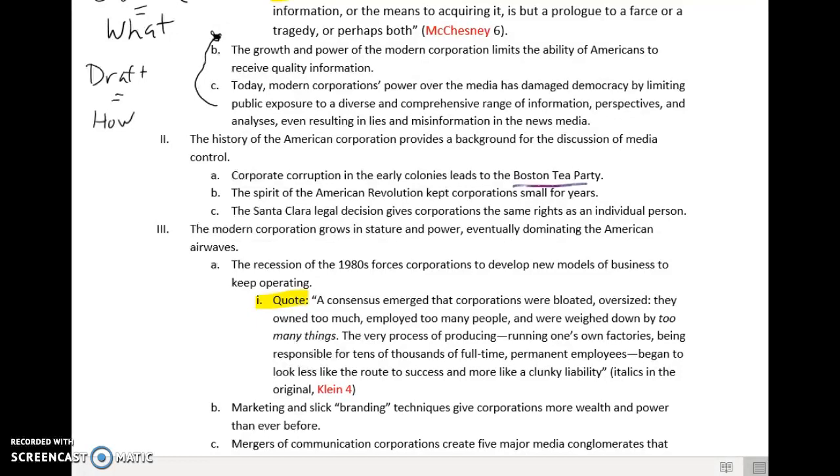There I'm going to have to stop and go back and think, what do I want to say? I haven't actually accomplished that idea in my outline yet, because I'm still having to pause and think, well, what is my point here? What am I going to say about the Boston Tea Party? With this complete idea, corporate corruption in the early colonies leads to the Boston Tea Party, that's not exactly how I'm going to put it in my paper, but I know exactly the type of point I'm really looking to say there.